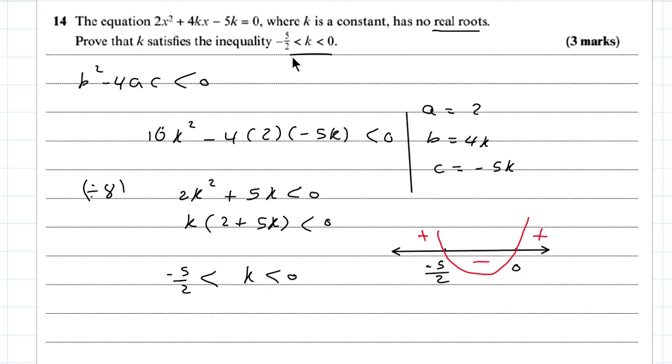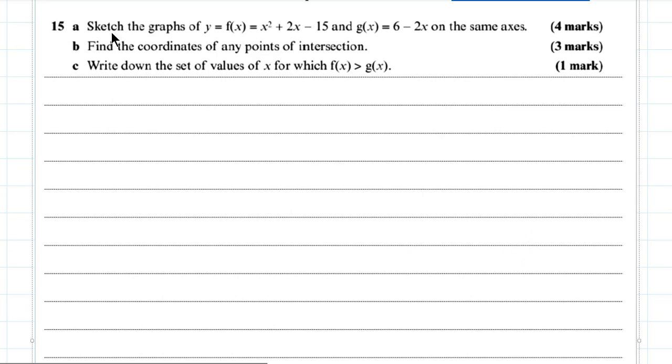Okay. 15a, sketch the graphs of y equals f of x, x squared plus 2x minus 15, and g of x, a straight line, on the same axis. Okay. b, find the coordinates of any point of intersection. For a, let's collect all our data about the f of x.